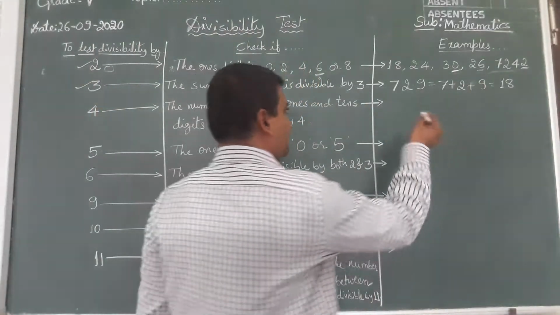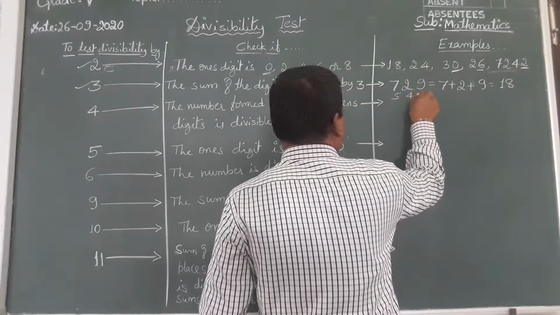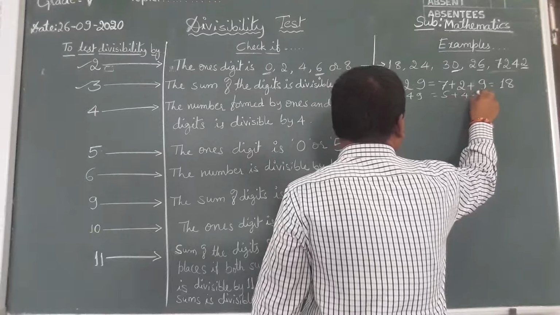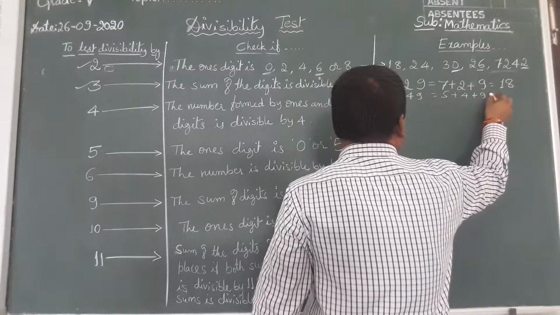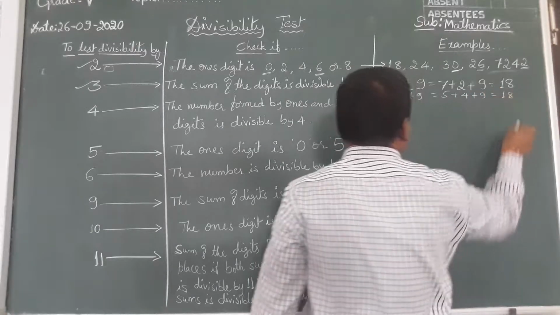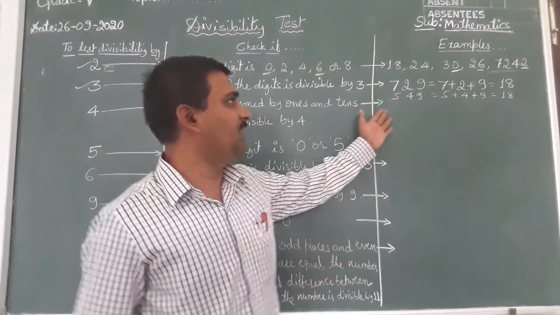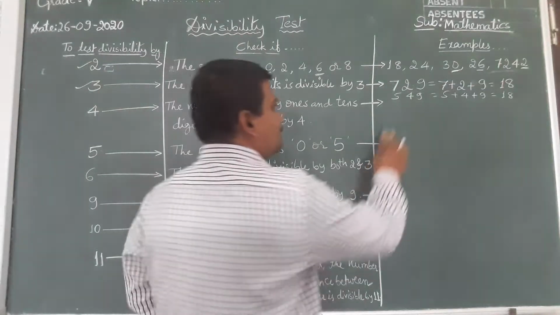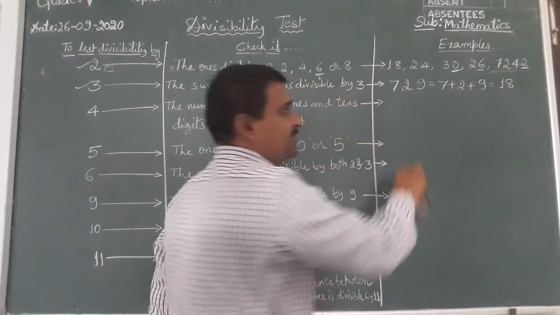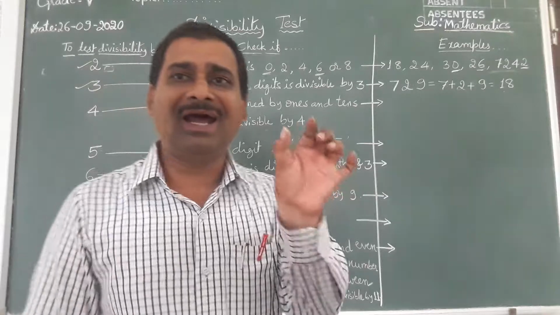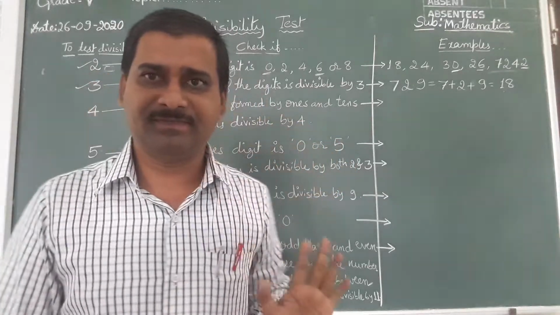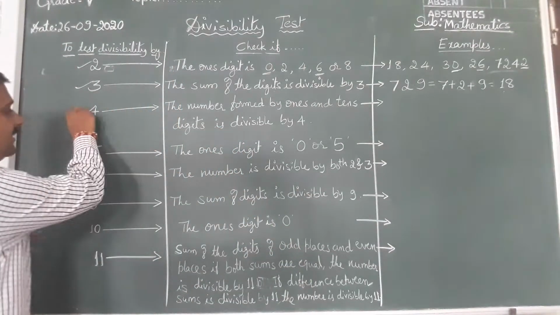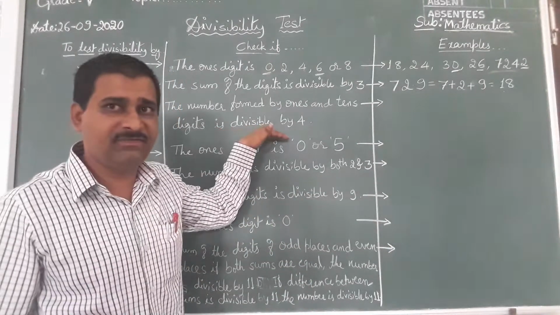In the same way, one more example is given in the book, 549. So 5 plus 4 plus 9 is again 18. This 549 is also divisible by 3, right? So to test divisibility by 3, you should add the digits of the number. Clear?